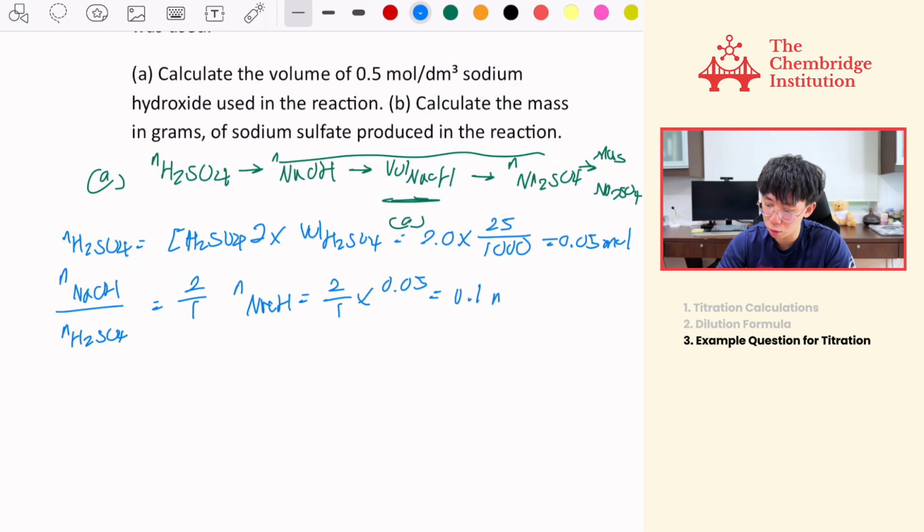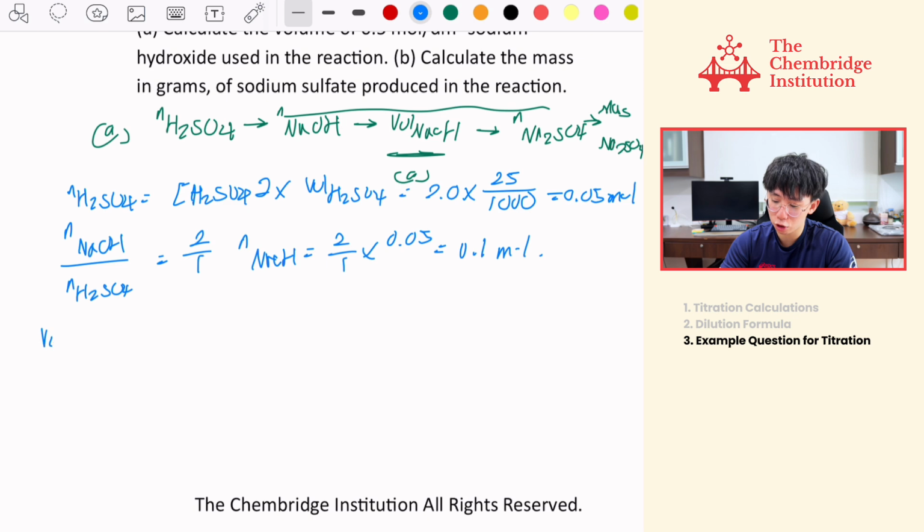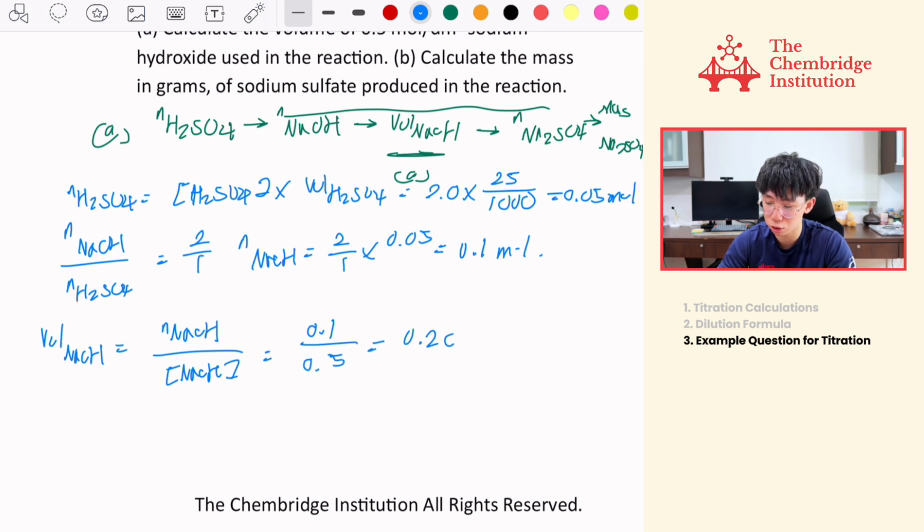So this is 0.1 moles, right? And from there, when you have the number of moles of sodium hydroxide and the concentration of sodium hydroxide, you can get the volume used. So your volume of sodium hydroxide equals the number of moles of sodium hydroxide divided by the concentration of sodium hydroxide. Okay, this equals 0.1 divided by 0.5, which equals 0.200 dm cube over here, if you convert to 3SF.